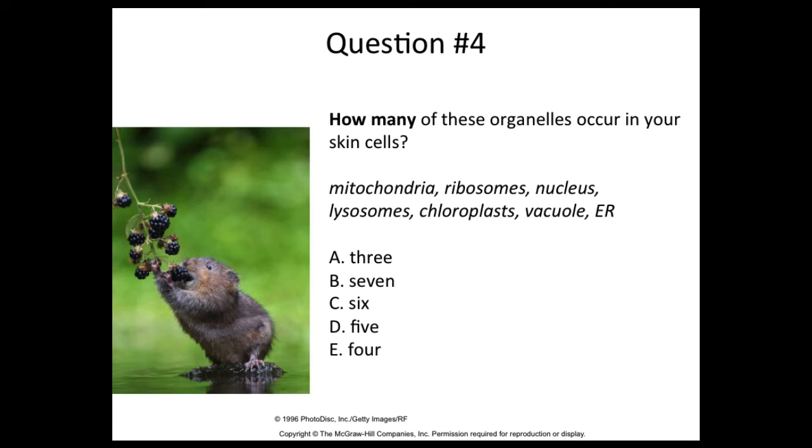Here's another question for us before we wrap up our lecture. How many of these organelles occur in our human skin cells? The choices are mitochondria, ribosomes, nucleus, lysosomes, chloroplasts, vacuole, and endoplasmic reticulum. Pause the lecture if you don't want to see the answer. The answer is 5. Human skin cells have all of the following except chloroplasts and vacuole.